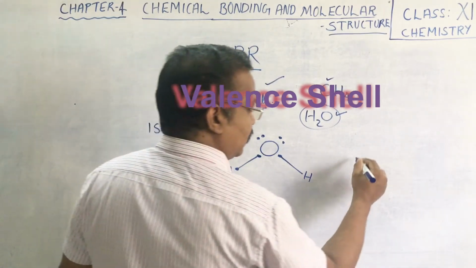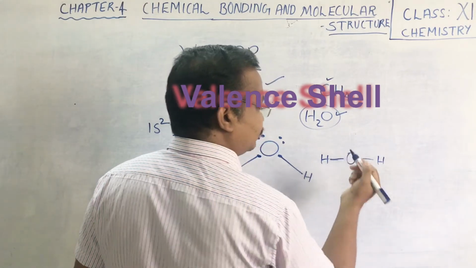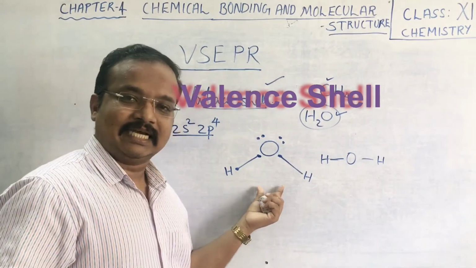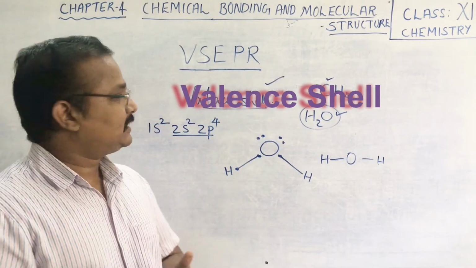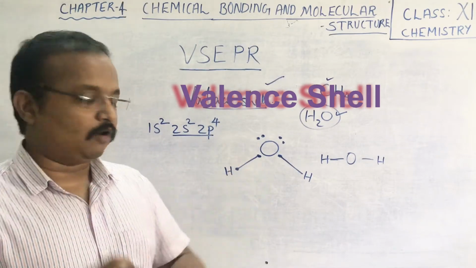You could also have written this as H-O-H in a line, right? Why have I written it as a bent structure? This is actually explained by VSEPR theory. Let us see how.